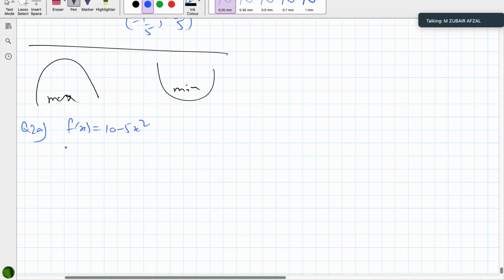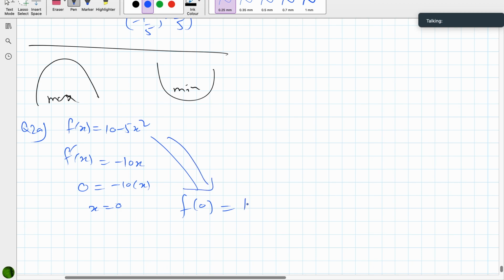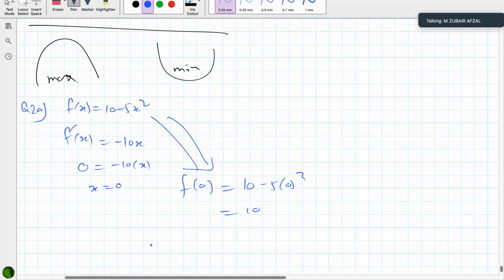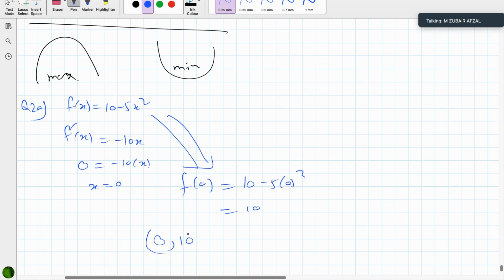So we go for f dash x, because at the turning point we know the gradient, minus 10x. When gradient is 0, x is 0. So at x 0, f of 0 is equals to 10 minus 5 into 0 squared is 10. So x 0, y 10. This is the turning point, 0, 10.